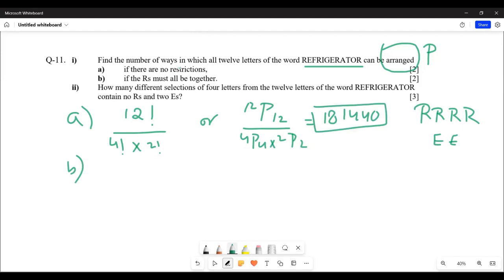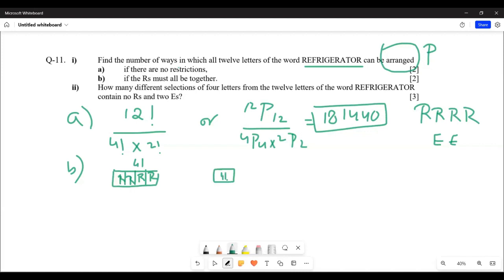Part B says how many arrangements are possible if the R's must be all together. Okay, so now we're going to group the 4 R's. 1, 2, 3, 4. So for now, let's ignore that it's the same letter. So we're going to say 4 spaces, 4 alphabets. So that's 4 factorial arrangements. So we're going to consider this as one group of one alphabet. And we know that its arrangements are 4 factorial.